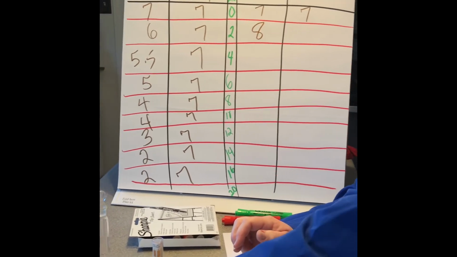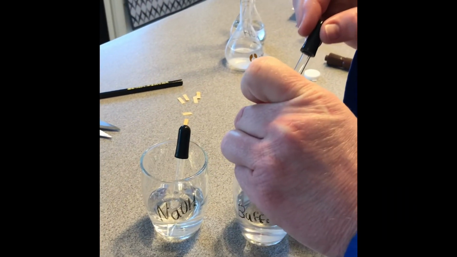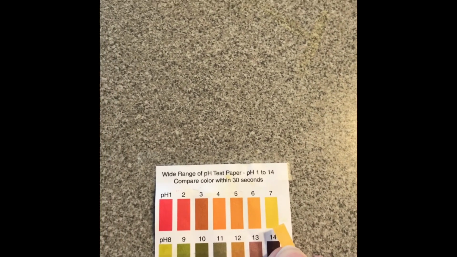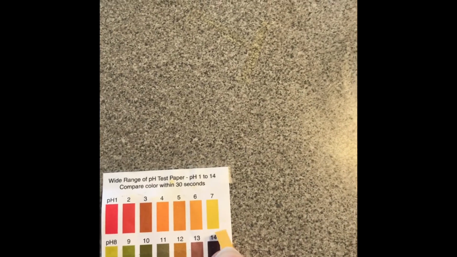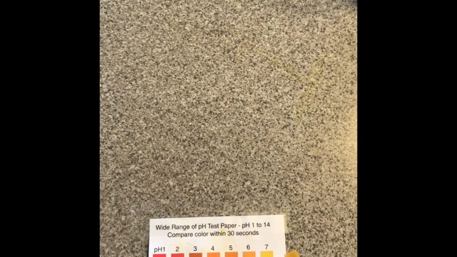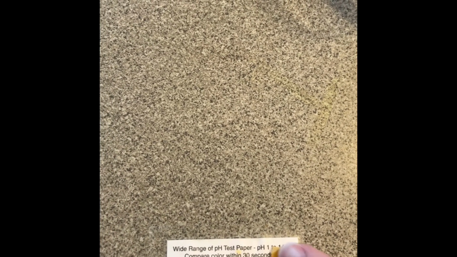And now let's do the buffer and sodium hydroxide. And you see it's still a 7. No? Feels like, looks like a 6. In the middle. Okay. All right, let's add more and see what happens.